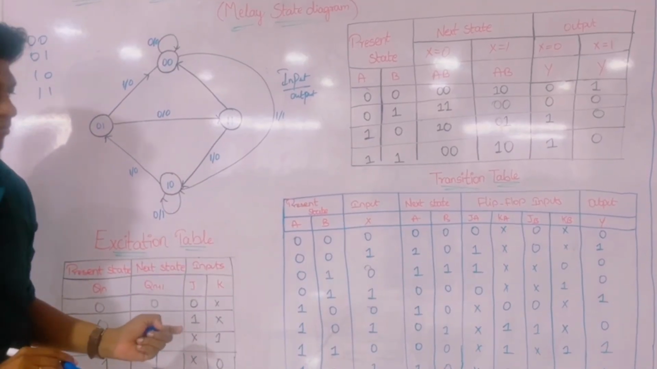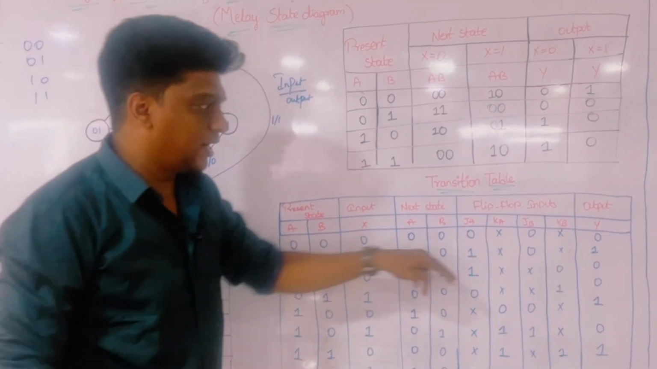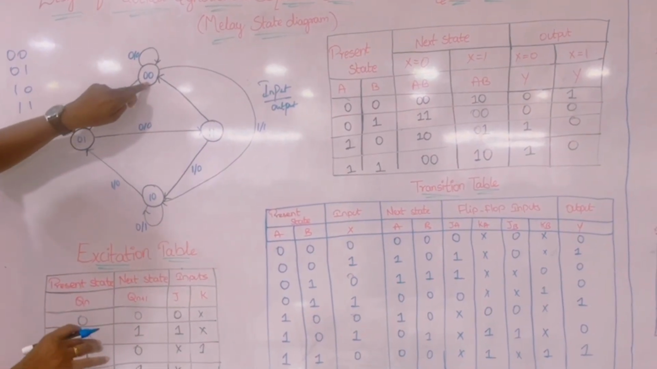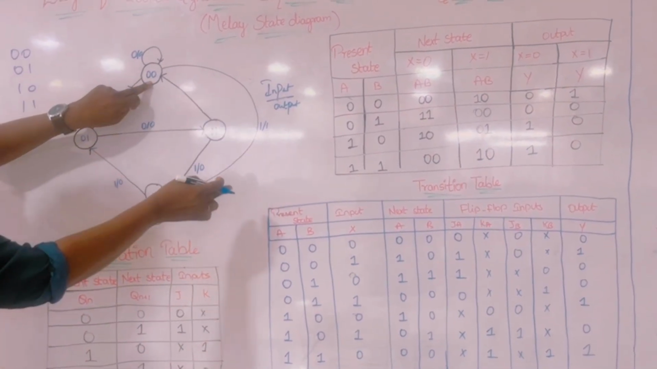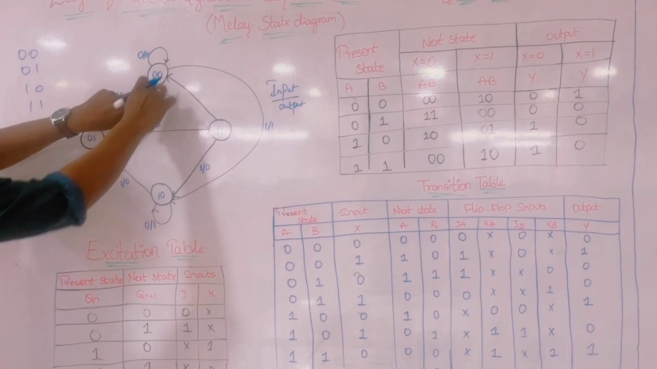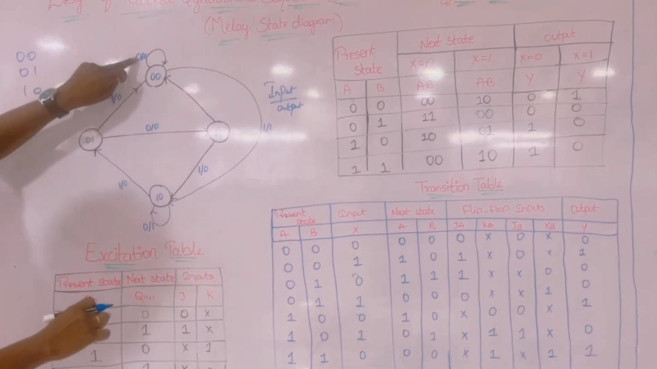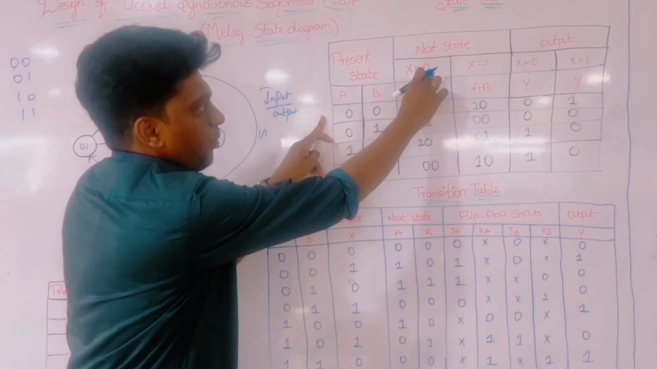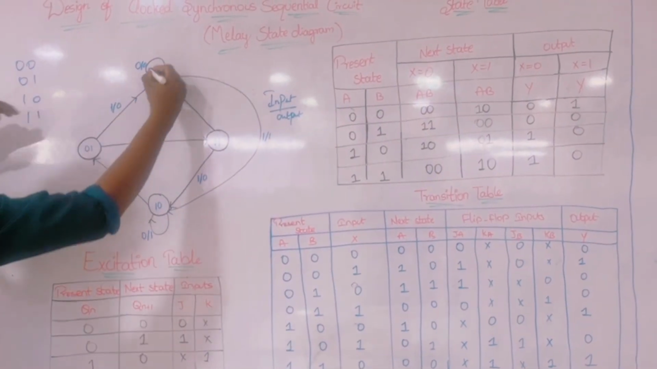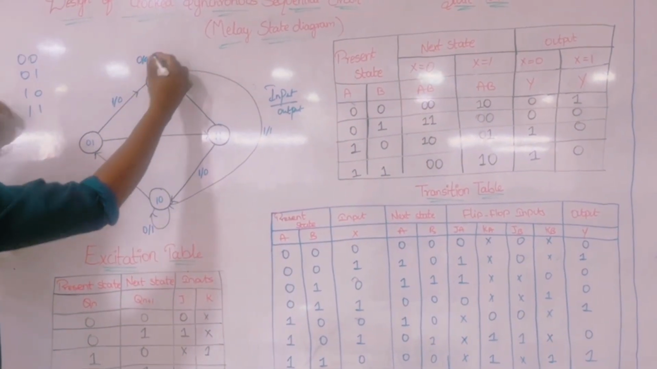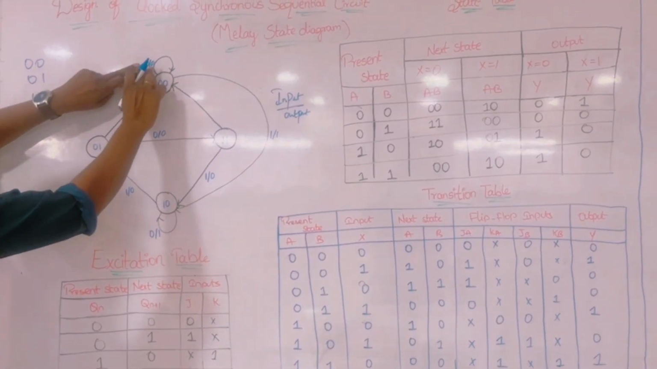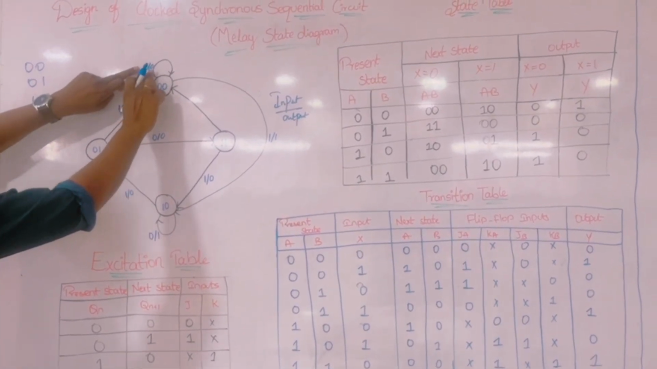and with the help of the excitation table for the corresponding flip-flop, we have to draw the transition table. First, for these 4 states, 00 goes to 2 states. Whenever the input is 0, 00 goes to 00. Here you can see that it goes to the same state whenever the input is 0, and at that time the corresponding output is also 0.